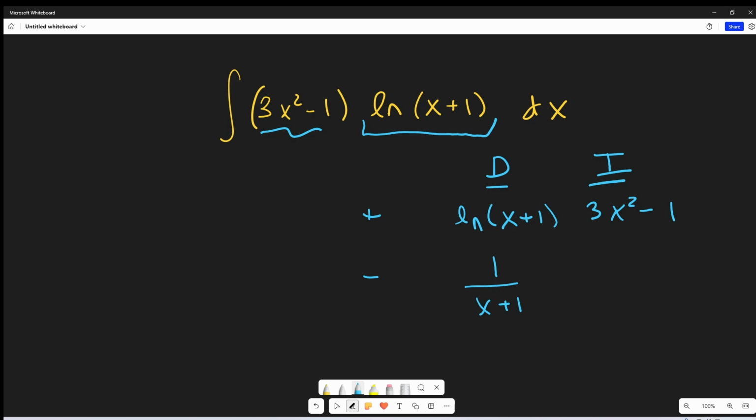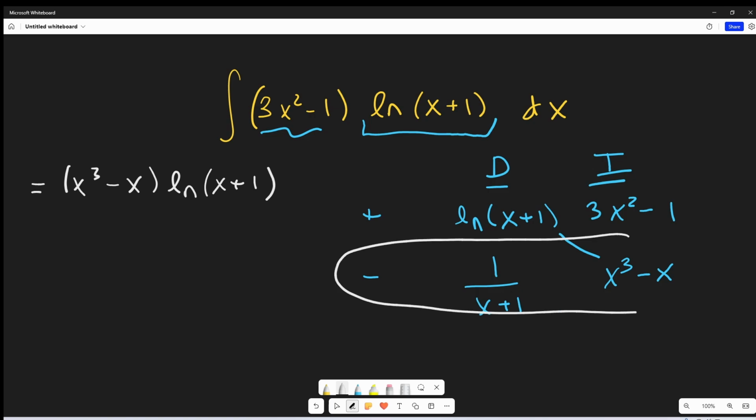Then we'll integrate 3x squared minus 1, and this is actually going to just give me x cubed. When we take the 3 into the denominator, it's just going to cancel. So all we have here is x cubed, and then for the minus 1, this is going to give me minus x. So then we'll have part of our solution here on the diagonal. Let's just write that down. So we're going to have x cubed minus x from our table times natural log of x plus 1.